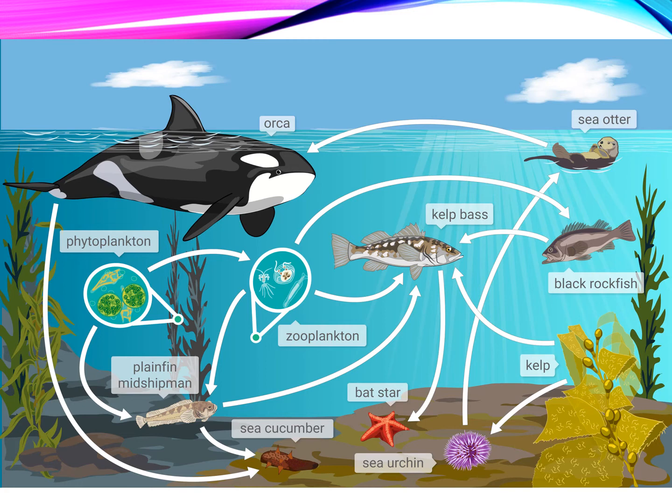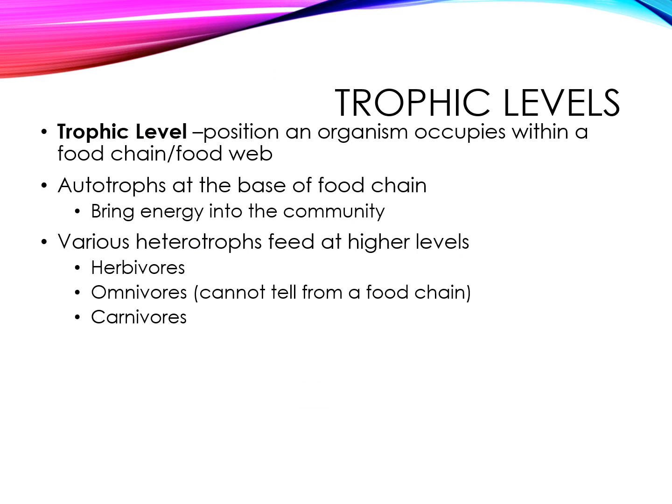Okay, sometimes those arrows go in various different directions, like the orca can die and be eaten by the sea cucumber, and then something might eat the sea cucumber, and then, you know, it's a complicated circle of life thingy, but let's take a step back and go over some terminology before we really get into this more complicated picture. So trophic levels. Trophic level is a position an organism occupies within a food chain or a food web.